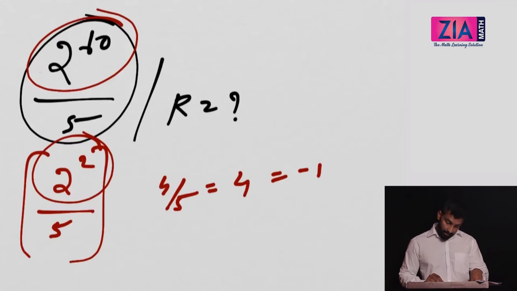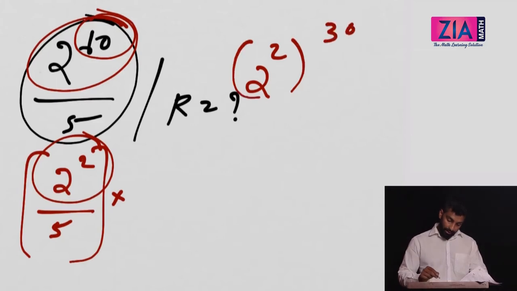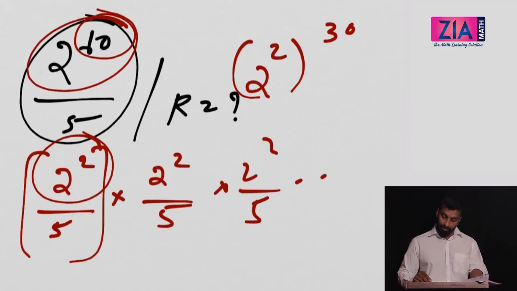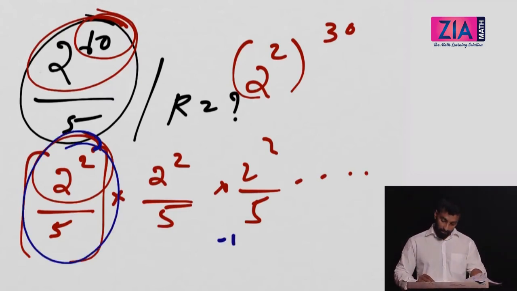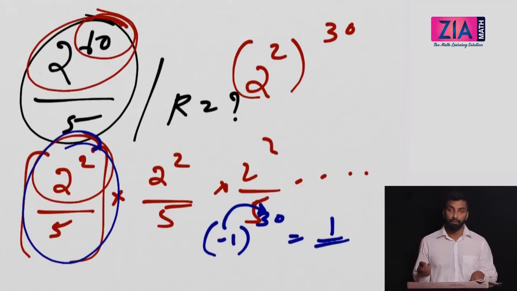So how many such 2 raised to 2's can I get? Here I have 60, so I need to write it as 2 raised to 2, raised to 30, right? So it is 2 raised to 2 by 5, into 2 raised to 2 by 5, like that 30 times, right? So how will you write the answer? You know the remainder here is -1, and 30 times means -1 raised to 30. -1 raised to an even number, you write it as 1. So the answer for this question is 1, right?